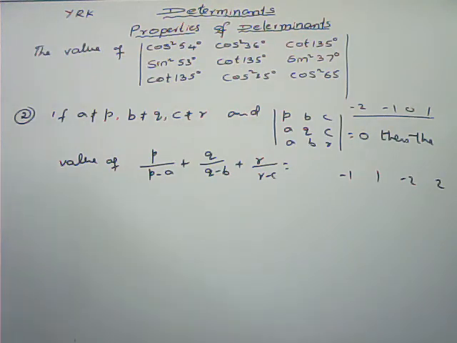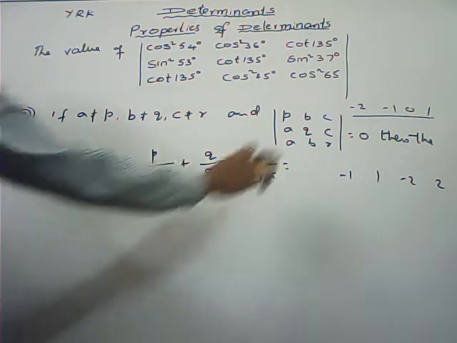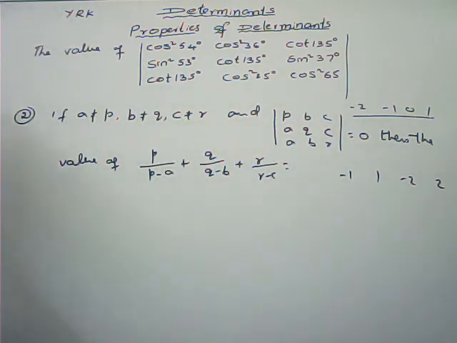Now, here I have written the same model question. This is for self-practice. Those are the options: minus 2, minus 1, 0, 1.